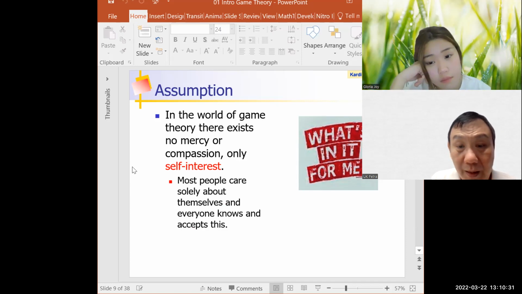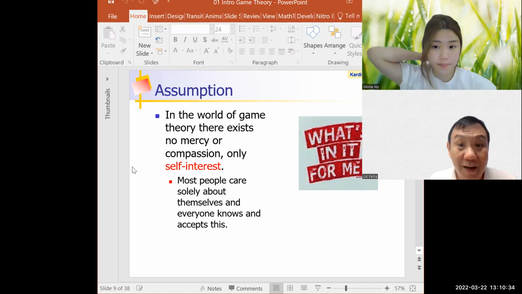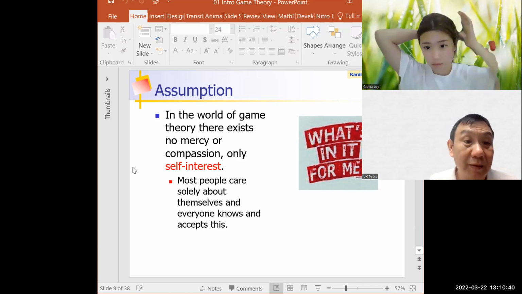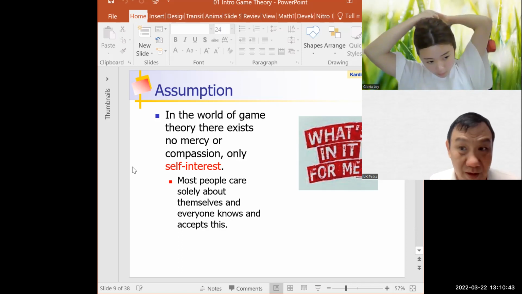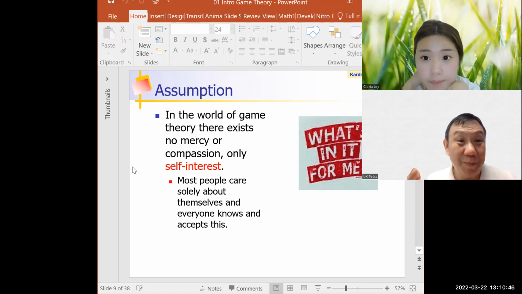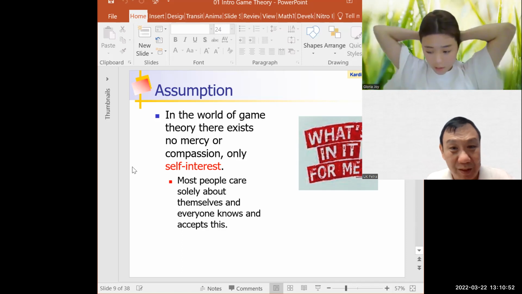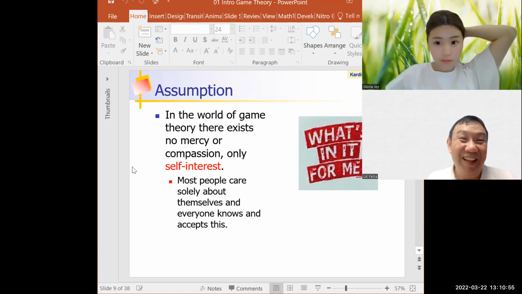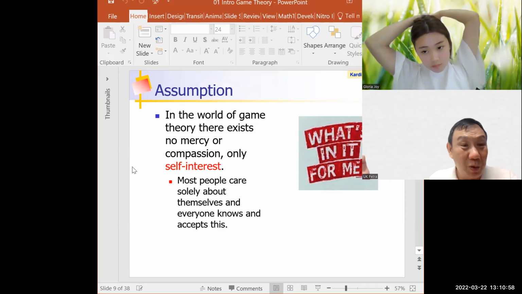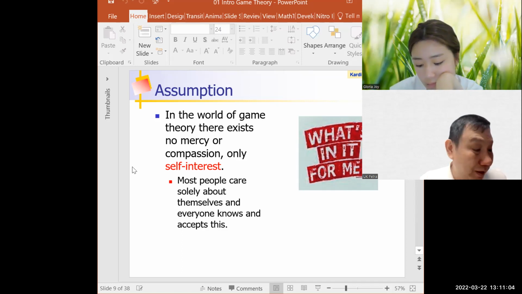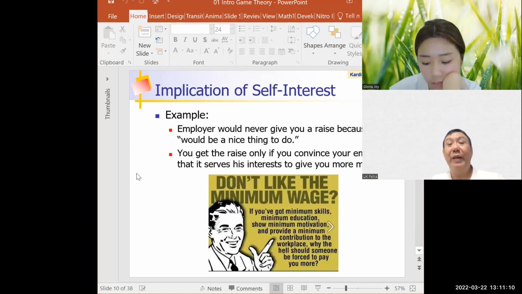So, and this is the reality, right? In reality, most people care solely about themselves, and everyone knows and accepts this, actually. We don't deny this as fact. This is important. Okay? Otherwise, they will tell you about mercy, compassion, and no self-interest, as socially acceptable. But once you don't know about game theory, then you are under another person's influence. So game theory is very important in this case. Okay? Now, what is the implication of self-interest?